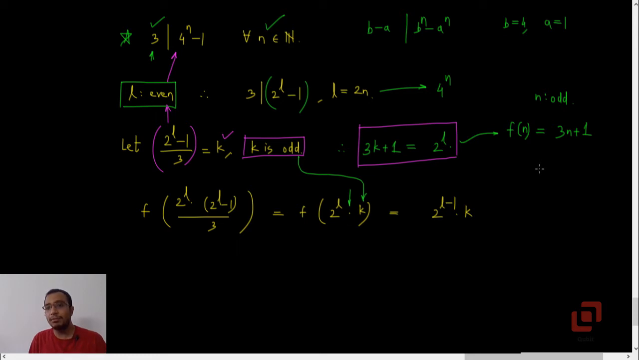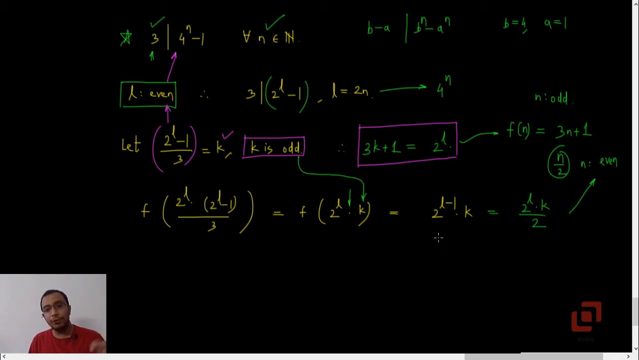and for even numbers, how are we defining the function? It is n by 2, which means if we apply f on the given number, it is going to give us the value 2 raised to L minus 1 into k, which is essentially the given number divided by 2 because the number is even.